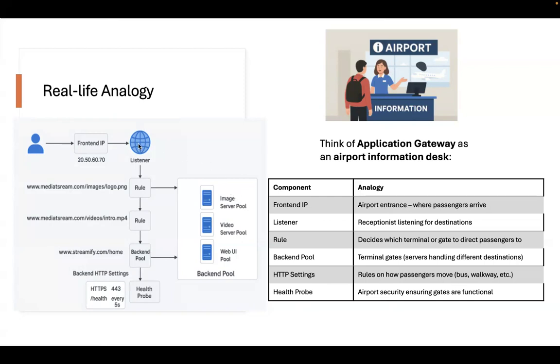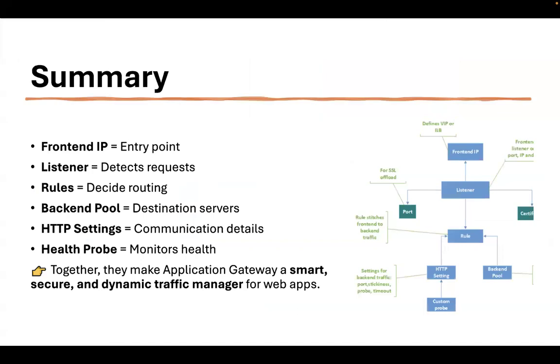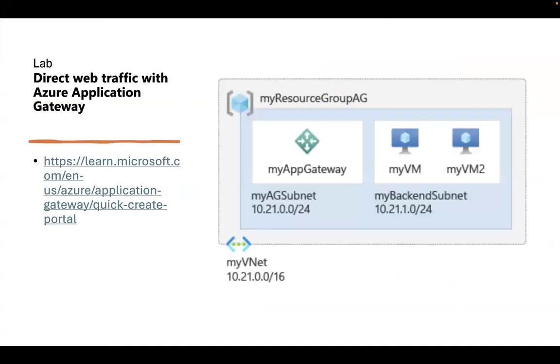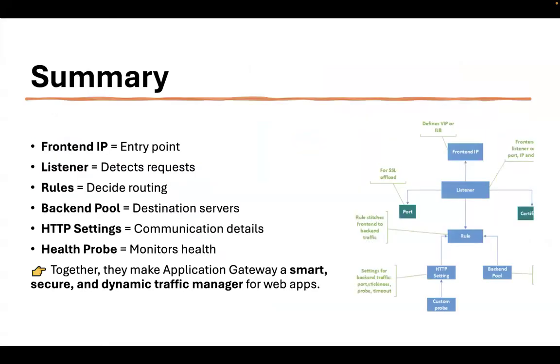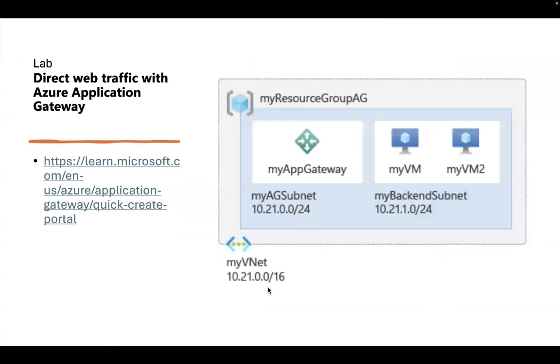Here is the front end, a listener, a bunch of rules, and the backend pool. And the health probe keeps on checking whether the backend pool servers are up and running. Summary: front end is the entry point, listener detects requests, rules decide routing, backend pool is the destination servers, HTTP settings are communication details, health probe monitors health. Together they make application gateway a smart, secure, and dynamic traffic manager.